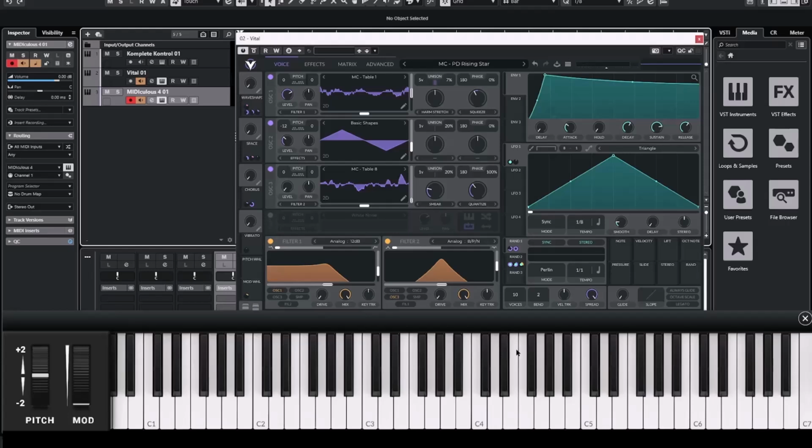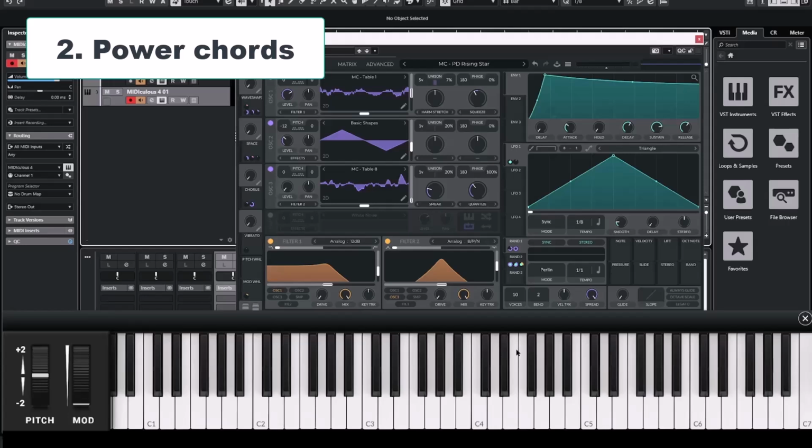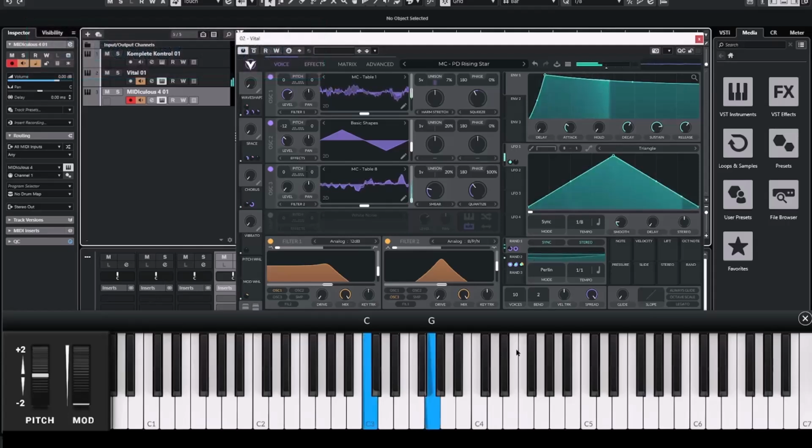So for the second tip, we're going to look at a chord which you probably would not associate with ambient music. That is the power chord. The power chord is simply a chord with the 3rd removed. So in the case of C, it would be C and G.